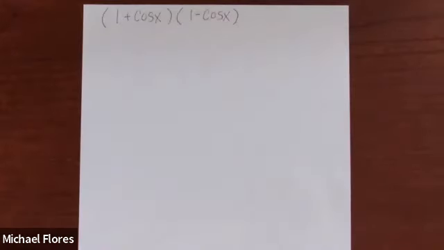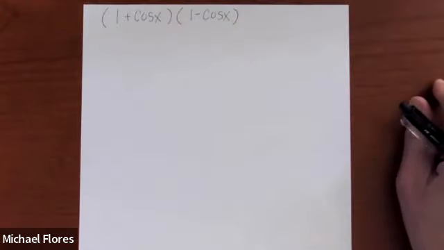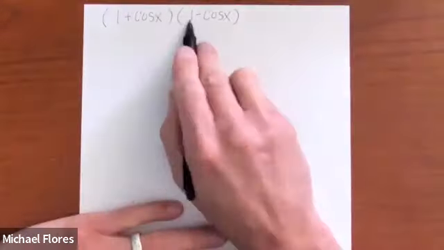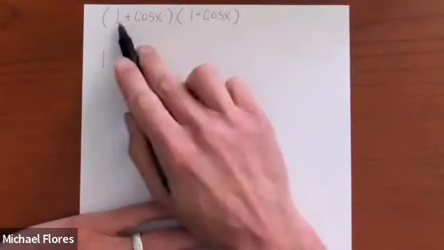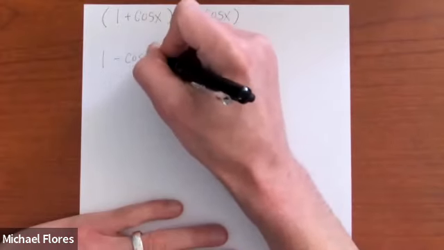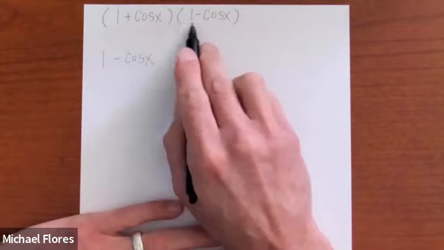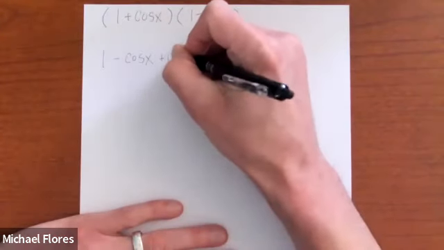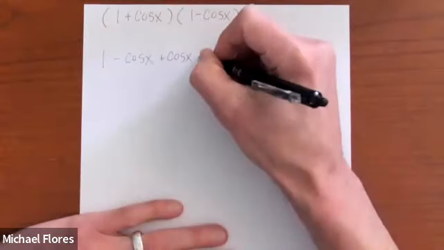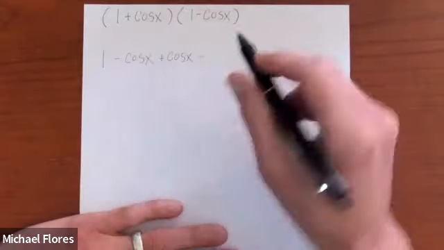Number 25 is a little bit different from the ones that we've done up to this point. If you would like to follow along, please do. Now, unlike the other ones where we were trying to figure out, okay, well, 1 minus cosine of x, what does that really equal? What I'm going to do here is I'm going to FOIL. 1 times 1. 1 times negative cosine of x. Cosine of x times 1. And now a positive times a negative, which is a negative. Cosine of x times cosine of x.